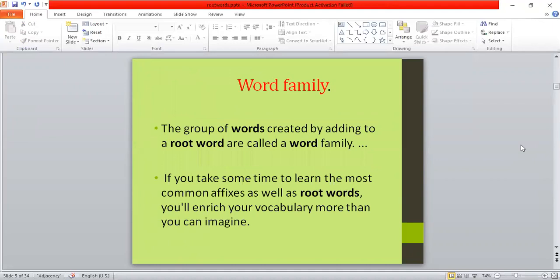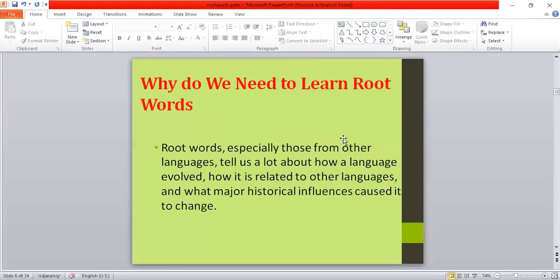If you take some time to learn the most common affixes as well as root words, you'll enrich your vocabulary more than you can imagine. Why do we need to learn root words? Root words, especially those from other languages, tell us a lot about how a language evolved, how it is related to other languages, and what major historical influences caused it to change.